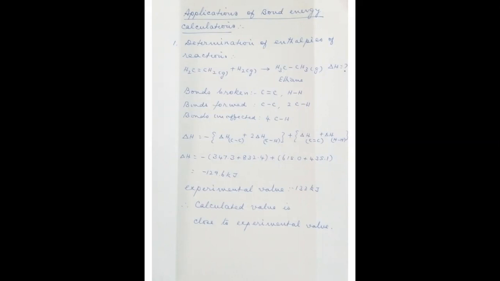So the next one, determination of enthalpy of formation of compounds. You can see here, I'm taking 3 carbon gaseous atoms, 6 hydrogen gaseous atoms, and 1.5 molecule of oxygen, and you are getting this acetone. Now, if you want to find out the enthalpy of formation of acetone, you have to find out the various bonds broken and the various bonds formed.